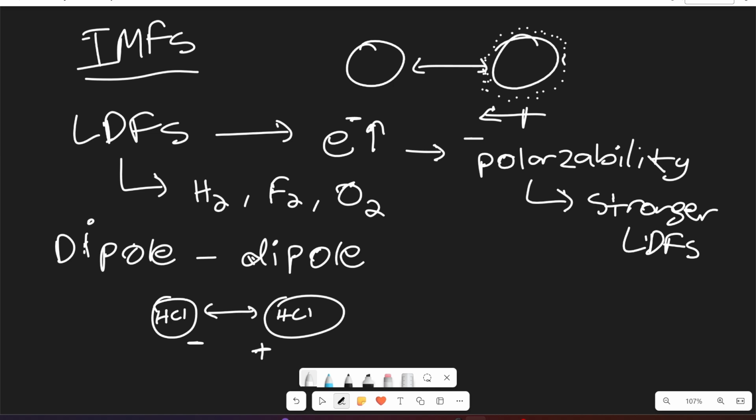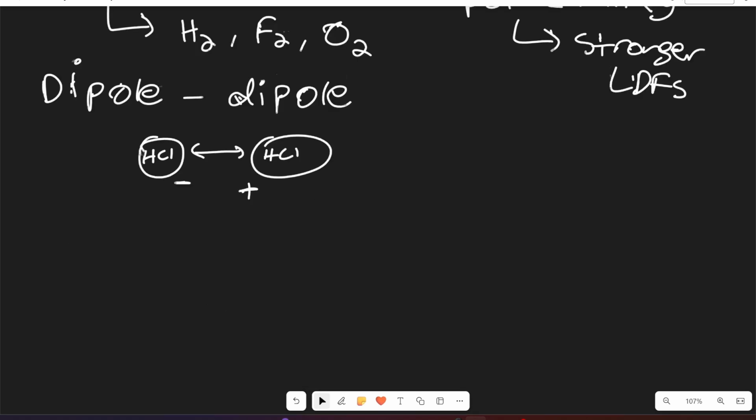And there's also a stronger kind of dipole-dipole IMF, and that's known as hydrogen bonding. Hydrogen bonding, I'll just say H bonding.